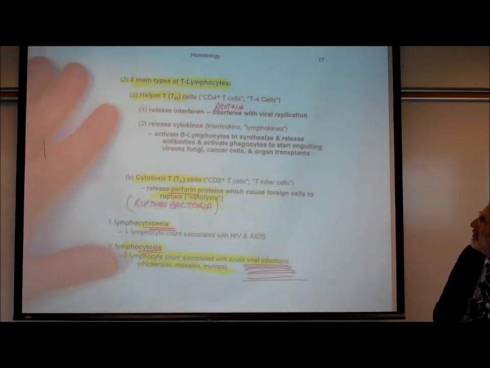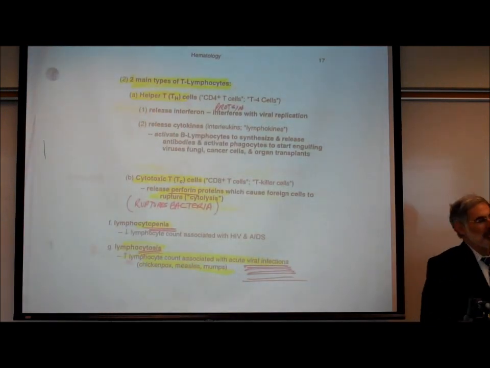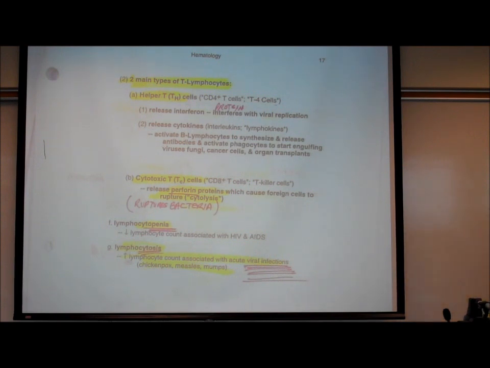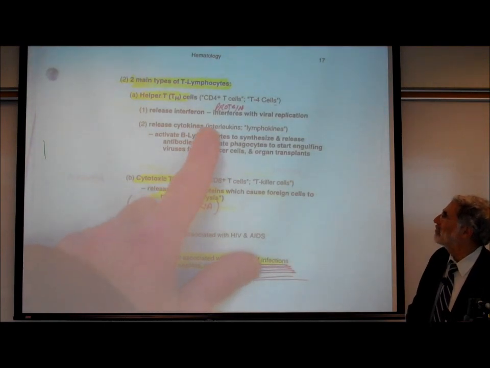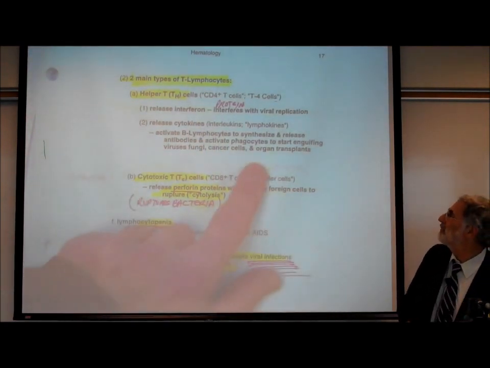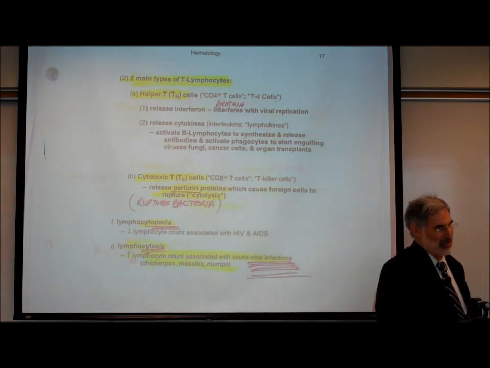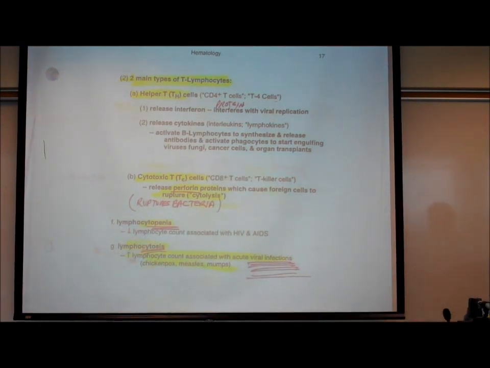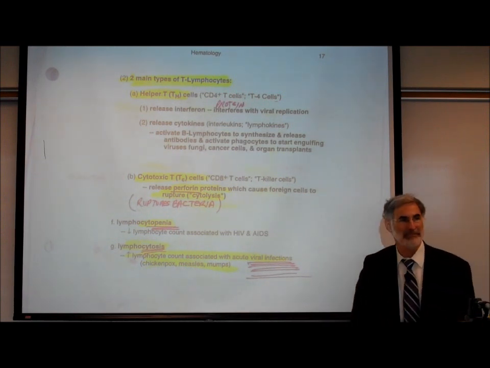Now, what do the helper T cells do? The helper T cells release chemicals. They release chemicals including interferon. What is interferon? I'm sure you've heard of it. It is a protein that interferes with viral replication. It interferes with the multiplication of viruses. It interferes. It's called interferon.